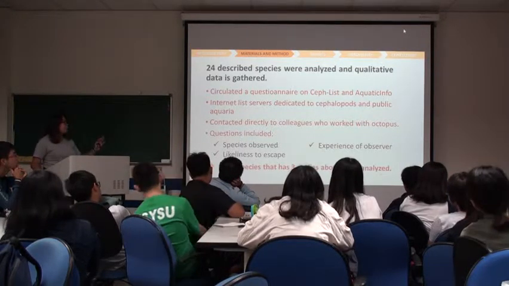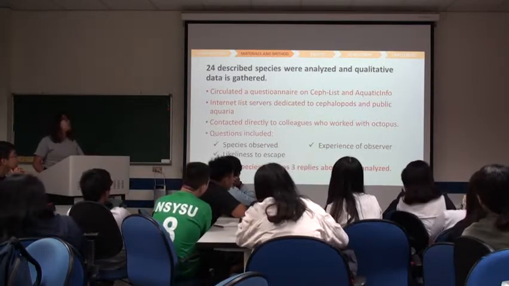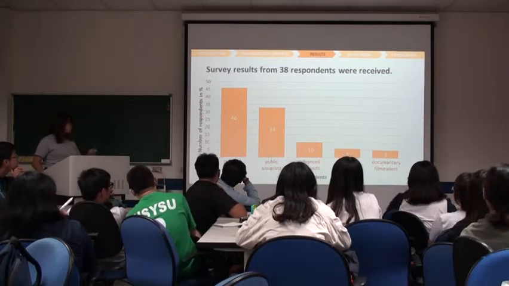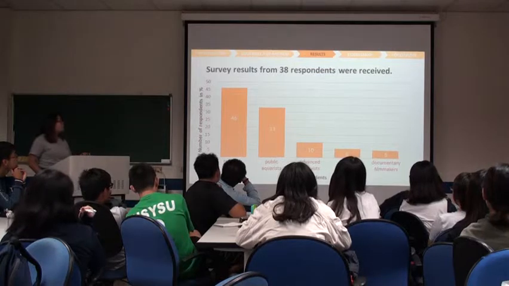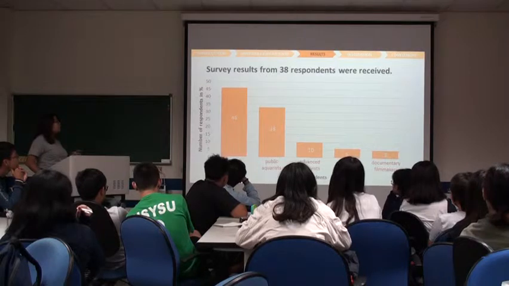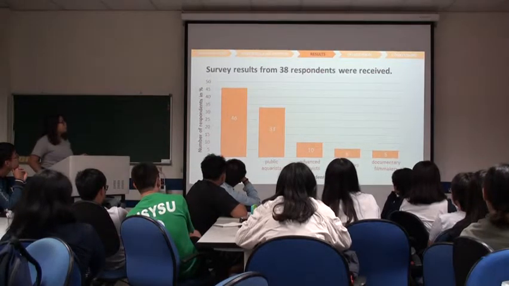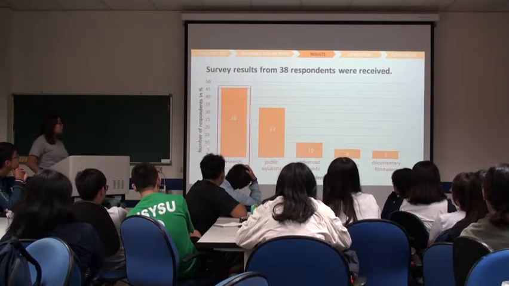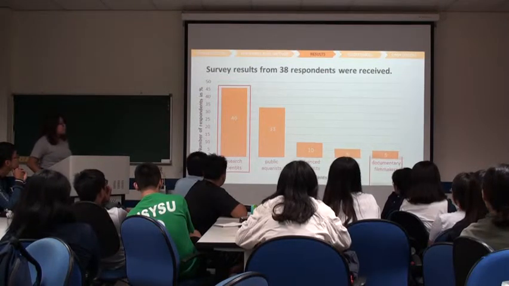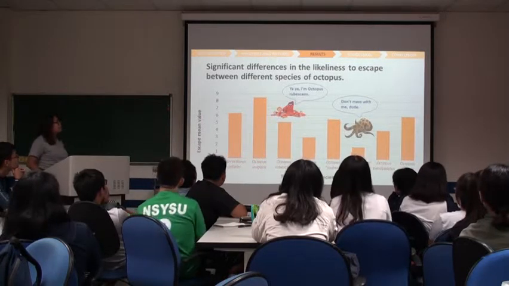For our result, the 8 species that have 3 replies or more will be analyzed. So this will be my result. On my x-axis is the type of respondents, and on my y-axis is the number of respondents in percentage. We have collected 38 respondents, and you will see the most respondents are research scientists, and the least are documentary filmmakers. And this is the result of the week's collection.